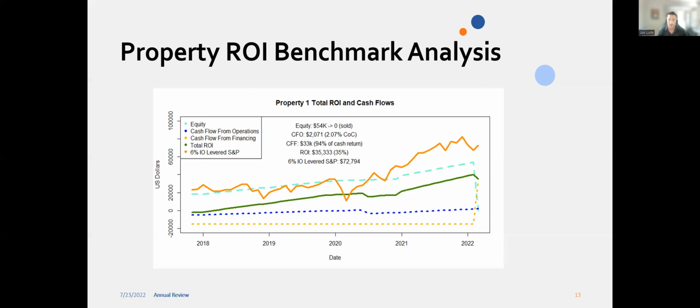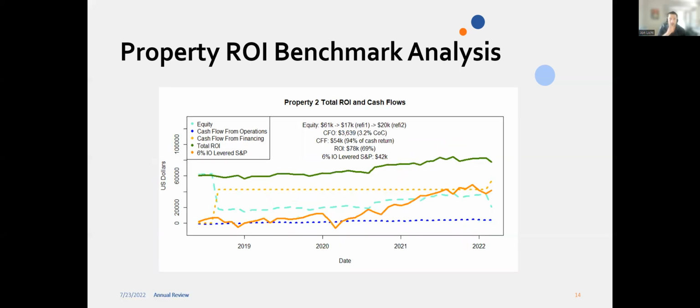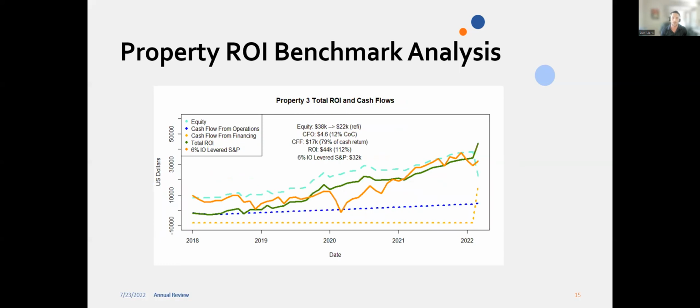For the first property, we can see that this actually did not outperform the levered S&P, which is not good. The ROI is pretty high, 35% year over year, but 94% of that was from cash flow from financing activities, basically the sale of that property. There was almost nothing made from cash flow from operating activities. The second property significantly outperformed the S&P, but again, 94% of that return was from refinancing. That's basically the trend for these next two. This one also barely outperformed the S&P. It was a pretty massive ROI, 112%, but again, a really high percentage of that was from a refinance, cash flow from financing.